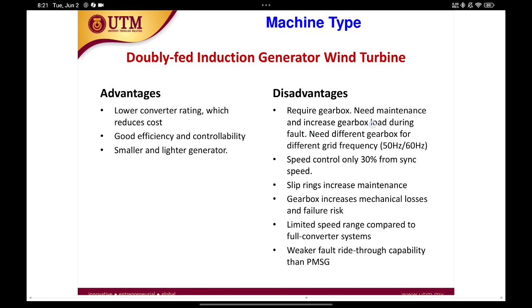And then an increased gearbox loading during fault. If a fault happens, you can damage the gearbox. Need different gearbox for different frequency, of course. And speed control is only 30% of the synchronized speed. Slip ring increases maintenance. You have a slip ring, you have to maintain it, and the gearbox also you have to maintain it, and it is easily broken. Limited speed range compared to the full converter, and weak fault ride through capability. So basically this is the disadvantage.